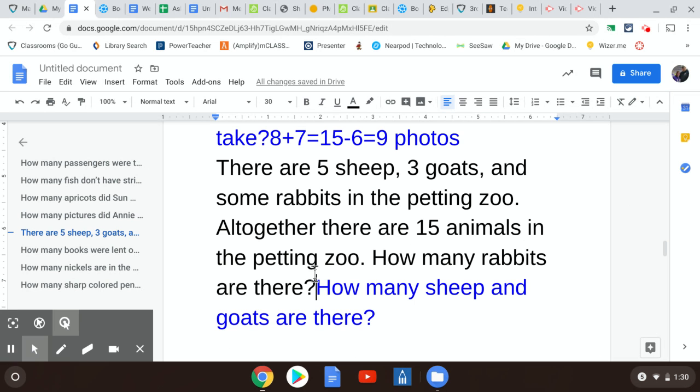Okay, so my first step problem is, how many sheep and goats are there? Because I know there's 5 sheep and 3 goats, but I don't know the rabbits. So my first step is to take 5 plus 3. And when I do that, I get 8.